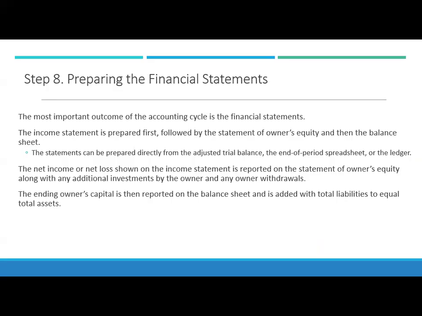And they can be prepared directly from the adjusted trial balance, or the adjusted trial balance section of the end of period spreadsheet, or the individual T accounts that have the adjusted balances, because it's all going to be the same balances. So we can get it from a few different sources. And in QuickBooks or in an ERP software, there's probably going to be a button for an adjusted trial balance report, and then that could be exported, and then you use the trial balance to create the financials.